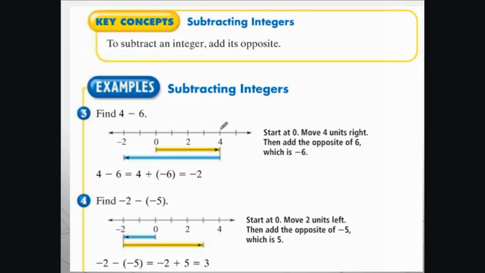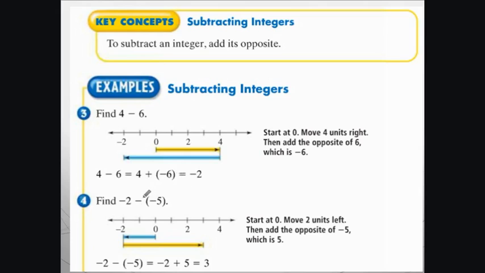So we're starting at 4 and we're taking away 6, which means we're moving to the left on the number line, which would equal negative 2. In other words, we are adding its opposite. We're adding negative 6 to equal negative 2.